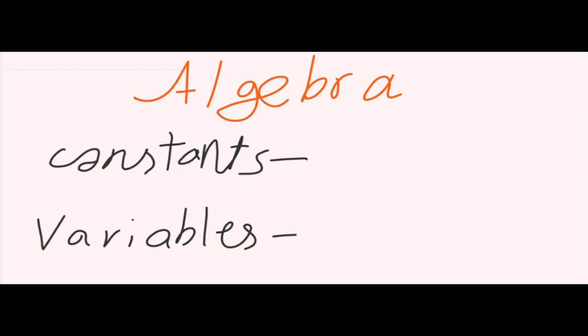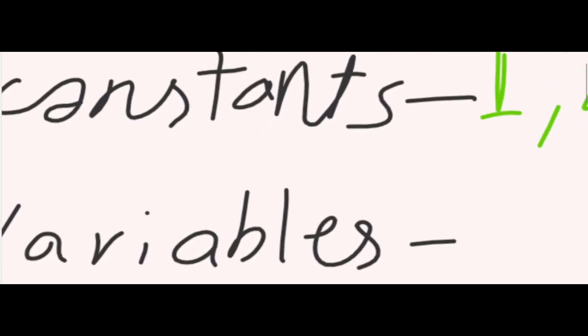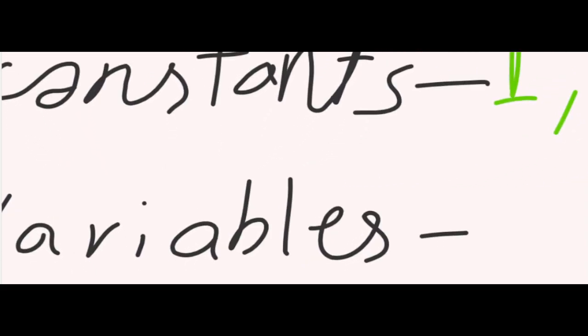So we can say constants are something whose value will remain the same no matter what we do. For example, 1, 2, 3, 4 and so on. Now we can say that 1 will be equal to 1 and 1 will not be equal to 2, no matter what we do.